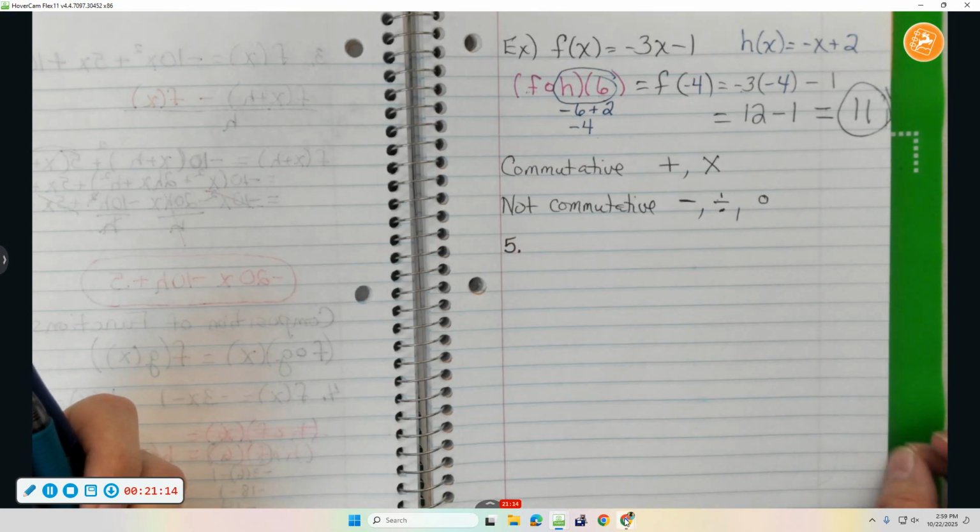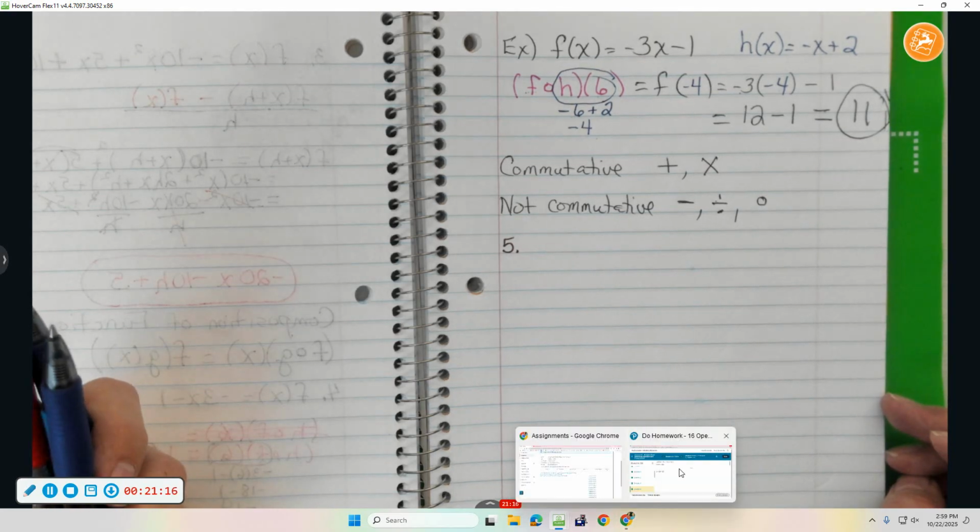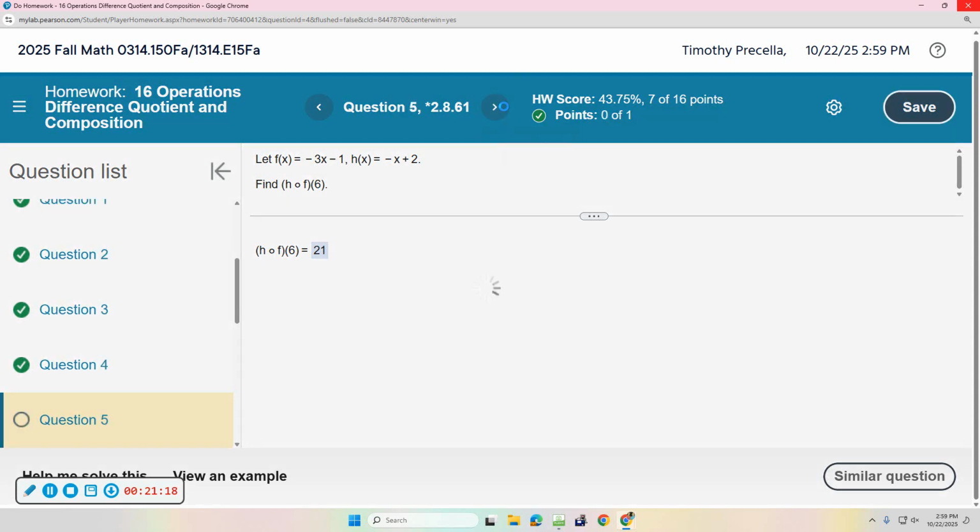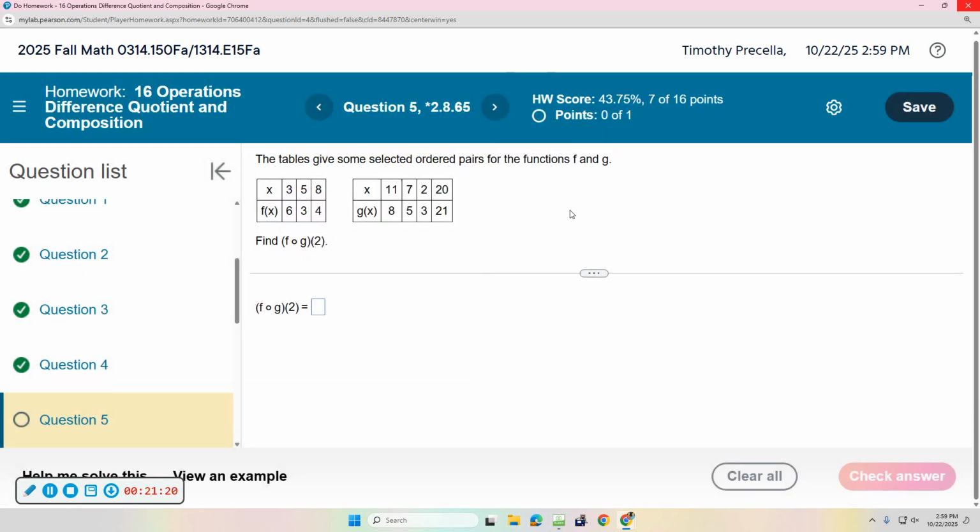But let's look at number 5. Okay. Goodness, it's taking me. Oh gosh. Okay, I guess I'm going to write down the tables. F of x.